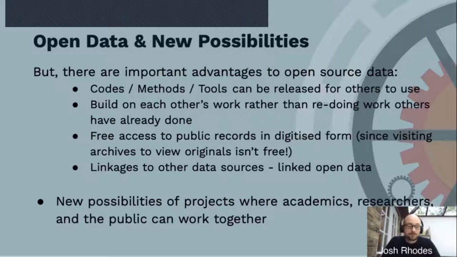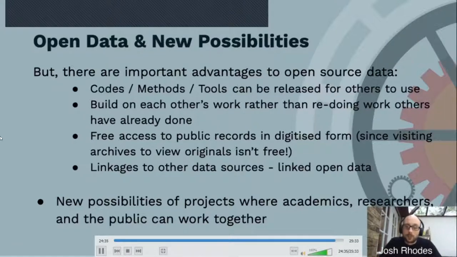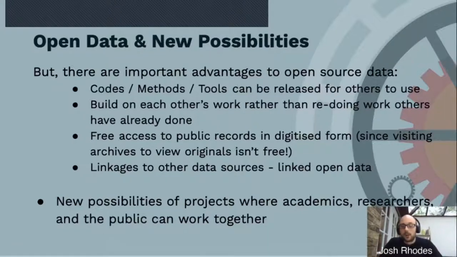It also opens up the possibility of linking, in this case, census data to lots of other sources to create what's been called linked open data. So linking to already big open data sets like Wikidata, for example. That's data that would be available on the internet for others to download at their leisure and link to and enhance, building up a community of data.